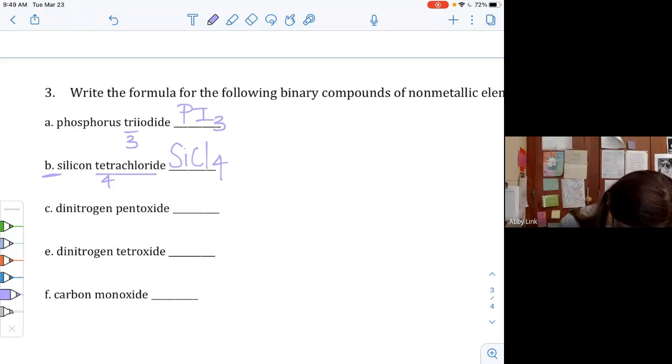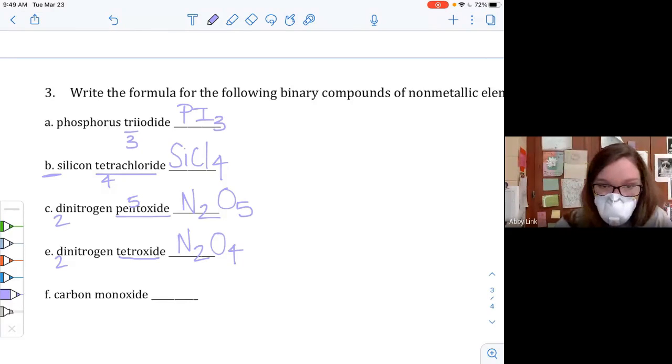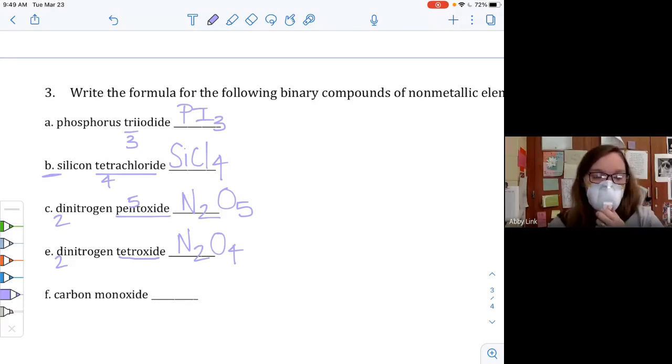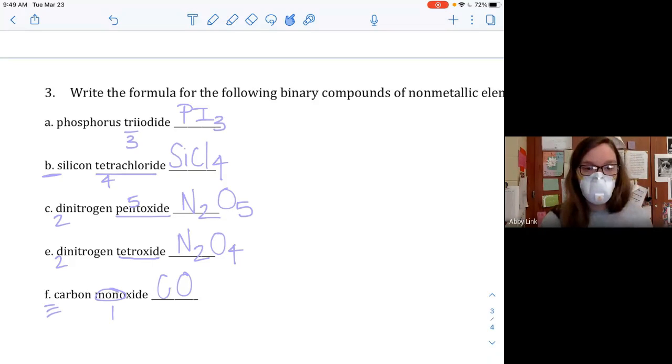All right, dinitrogen, so we've got 2 here, so N2. Pentoxide. So pent is 5, so N2O5. All right, letter D is dinitrogen again, so that's N2 again, tetroxide. So tetra is 4, so we've got N2O4. All right, last but not least, we've got carbon monoxide. Because there's no prefix here, I know there's only one. And then monoxide, that means one as well. So we come up with the formula of CO, carbon monoxide.